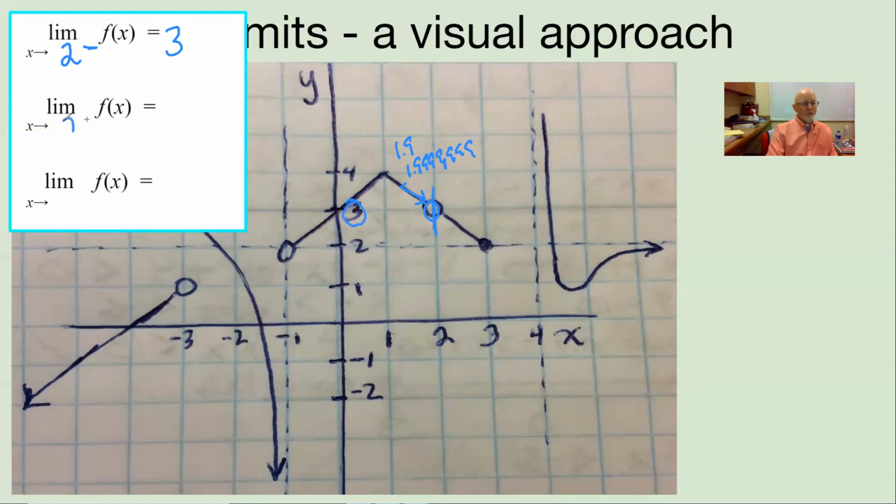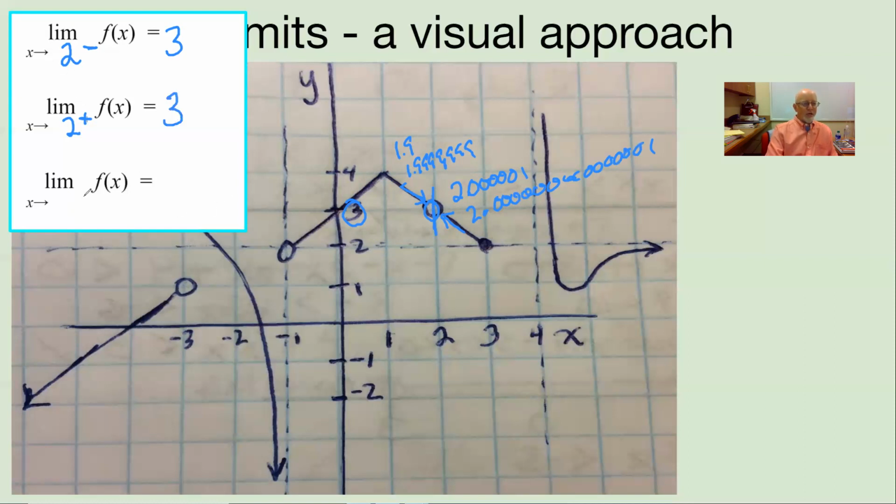As we approach x equals 2 from the right side, now instead of thinking about 1.9999999, we're talking about like 2.000000001, right? Or 2.000000000000001. It doesn't matter how close we get. We're not going to get there because 2 is a domain restriction. But we are going to get closer and closer to the value of y equals 3. So that's our limit. Okay.